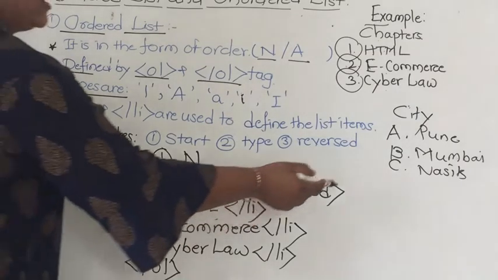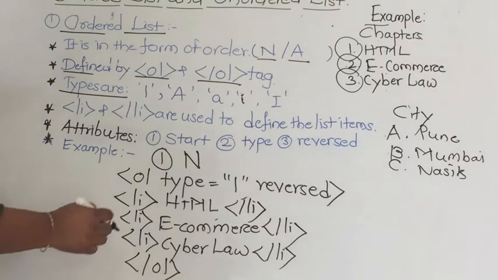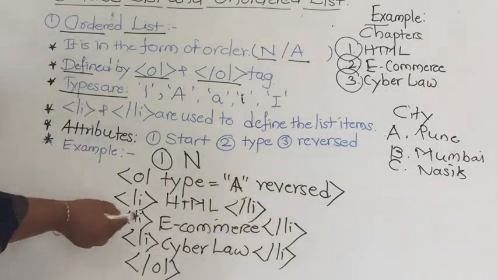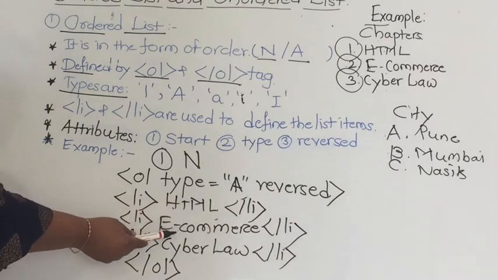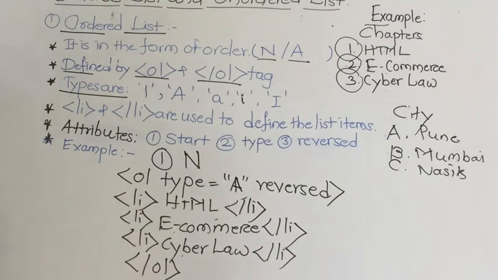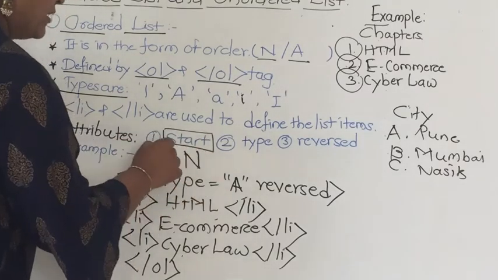Now how will you write it for the city? The city will start with ABC. So here you will write the type as A, and then after that LI will be Pune, then LI will be Mumbai, and the third one will be Nashik. Now here I define the start, I told you the start attribute.